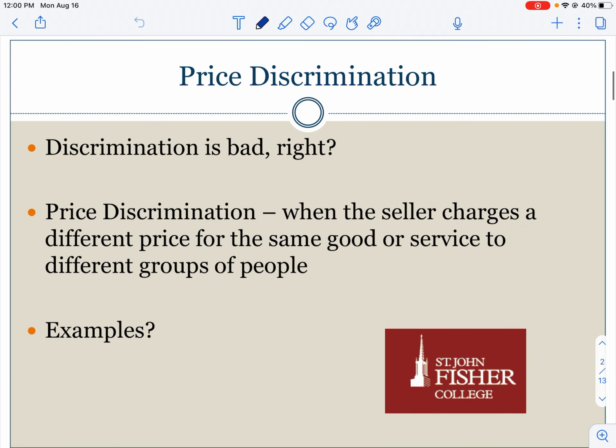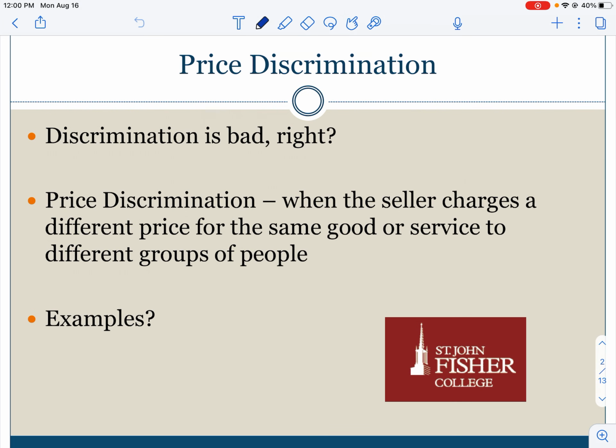So whenever we talk about price discrimination in economics, we're talking about charging a different price for the same good or service to different groups of people. That's what we mean by price discrimination, and there are lots of examples of it out there. Your school, my employer, right? It price discriminates. All of you probably don't pay exactly the same tuition.